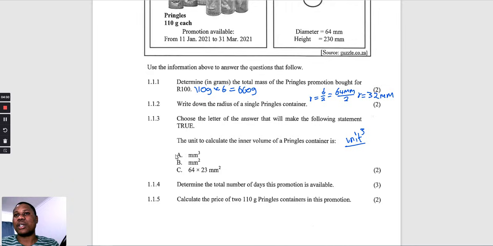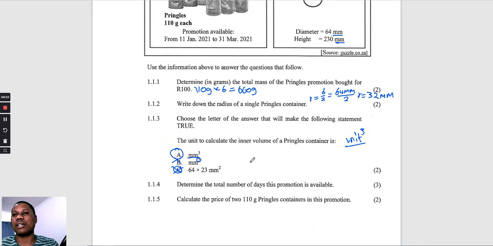Okay, so if we check, number A is the correct answer because it has millimeter cubed. And when we look at the dimensions of this container, they are given in millimeters. Okay, so number B is out because here they talk about unit squared, meaning that this is an area. Even number C is out.